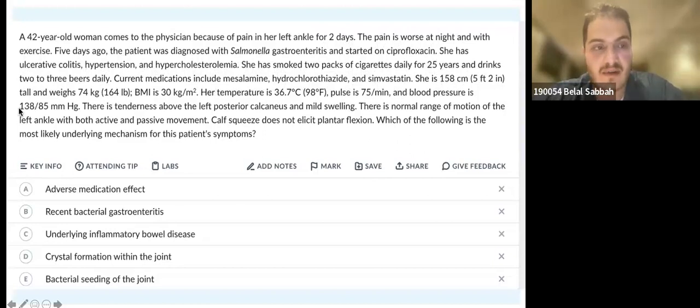She is 158 centimeters. Vitals are fine. Tenderness above the left posterior calcaneus and mild swelling. Okay, so this is something important. There is tenderness above the left posterior calcaneus and mild swelling. There is normal range of motion of the left ankle, blah, blah, blah. Calf squeeze is not elicited, plantar flexion. We don't really care about all this. Which of the following is the most likely mechanism of this patient's symptoms?